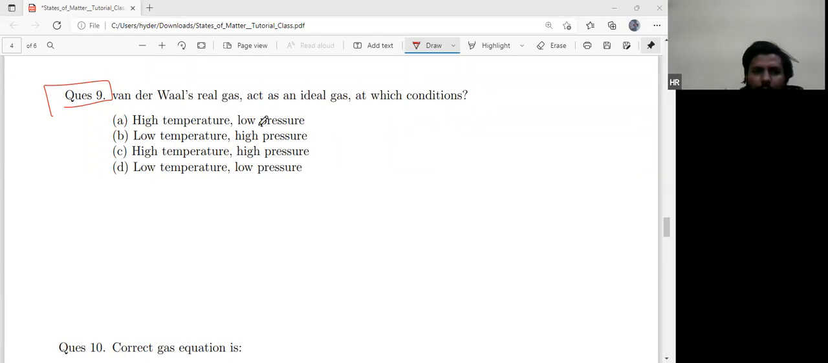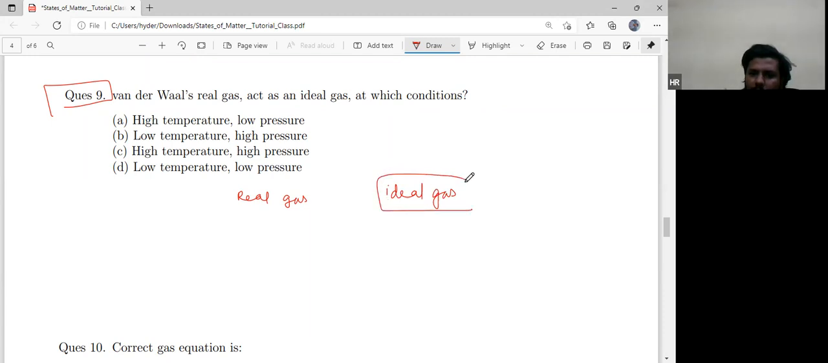Just look at it. There are two types of gas. One is real gas and another is ideal gas. For ideal gas, there is some assumption, PV equals nRT. Now, yes, answer is A.